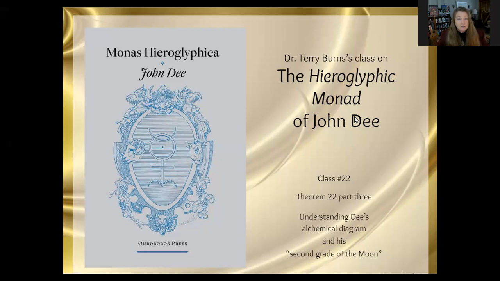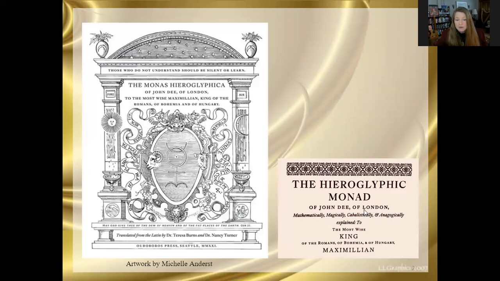So this is the third installment of class 22 on Theorem 22, and there actually will be two more videos after this. What we're going to do here is understand Dee's alchemical diagram in his second grade of the moon. Now, I want to apologize. A few of you got an early version of this where I had forgotten a whole section that I wanted to discuss. That's pretty important if you're looping back, and this is the logical place to bring it in. So I've re-recorded this whole class.